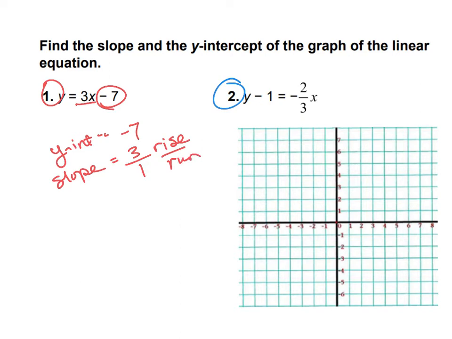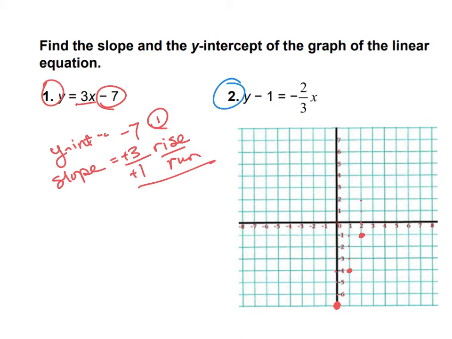So let's start with our y-intercept, which is -7, which is going to be way down here. We're going to put a dot. Now we're going to use our slope. We're going to go up 3 for rise and to the right 1. So we're going to go 1, 2, 3, to the right 1, put a dot. 1, 2, 3, to the right 1, put a dot.